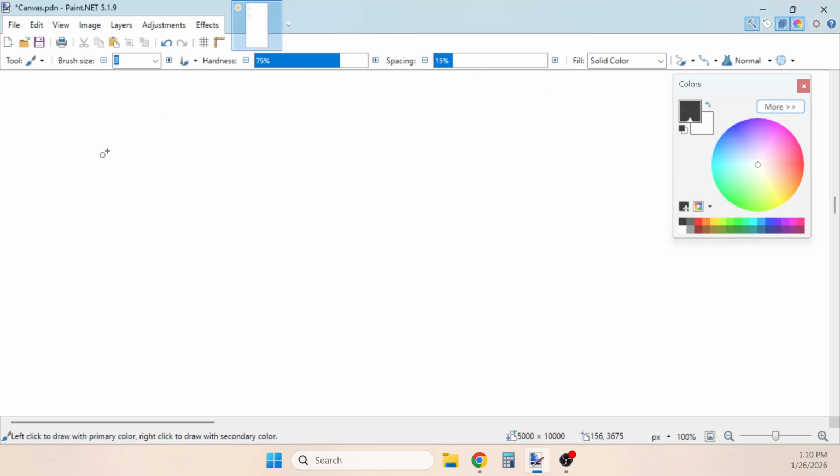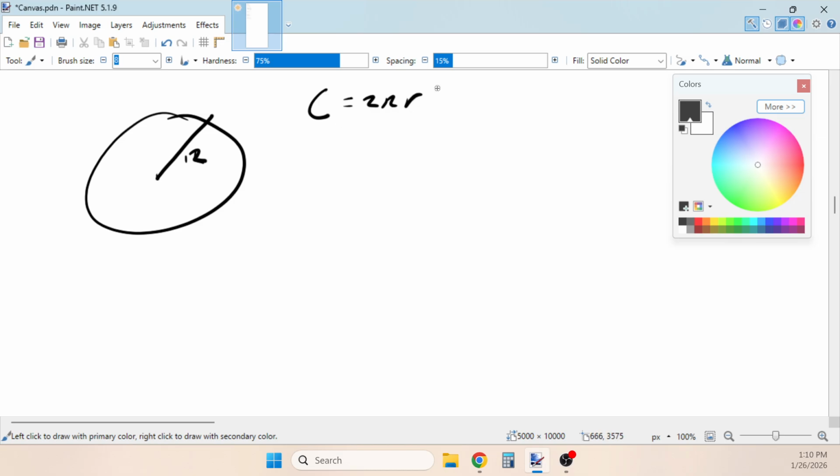Same thing works with radians, although there is some nice cancellation that happens if you use radians. Let's suppose I have a circle and I have a radius of 12. Now, I know that the circumference equals 2 times pi times the radius, but with radians, I'm just measuring how many radii I'm going around. So that means that all the way around is just 2 pi times 12.